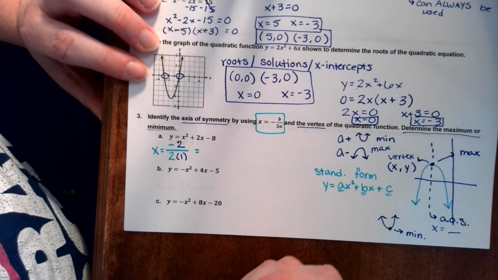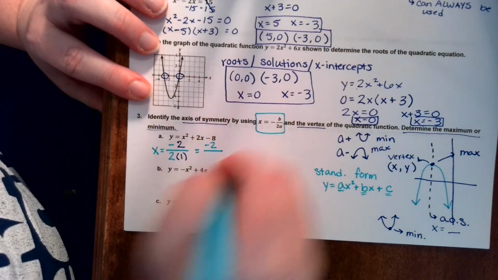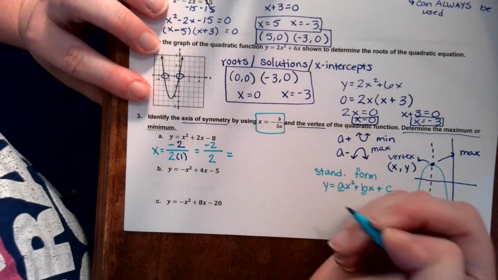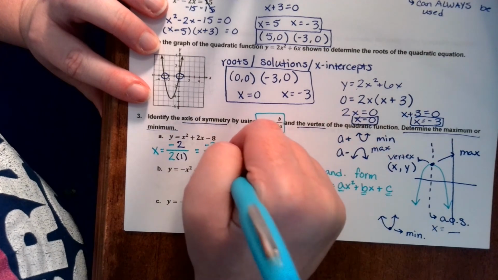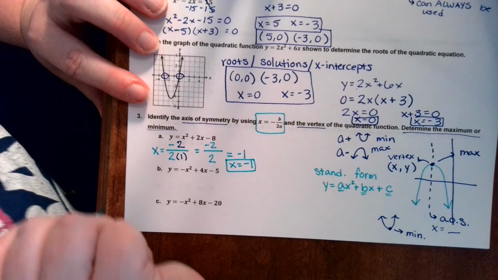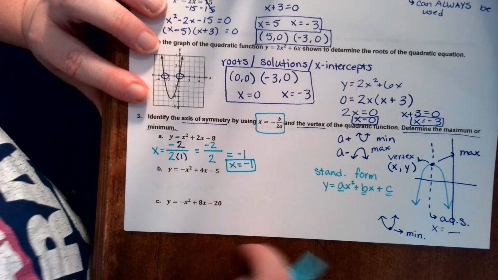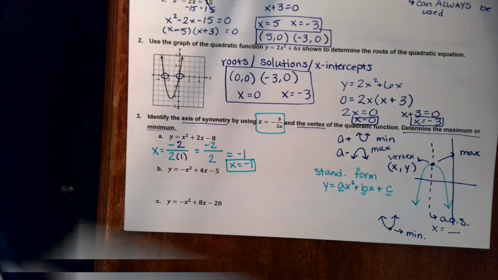All right, so let's start simplifying this. We have negative 2 on top over 2 times 1, which is 2. Negative 2 divided by 2 is negative 1. So x equals negative 1. That is my axis of symmetry. Now to get my vertex, man, I don't have any room. Let's see if I can do this on a separate sheet of paper. Yeah, this will work.